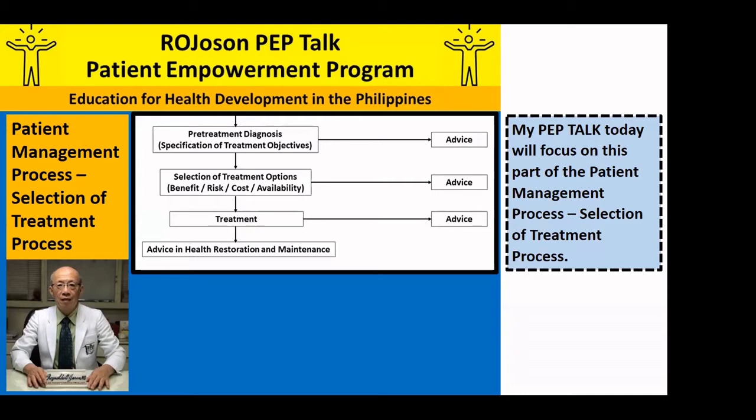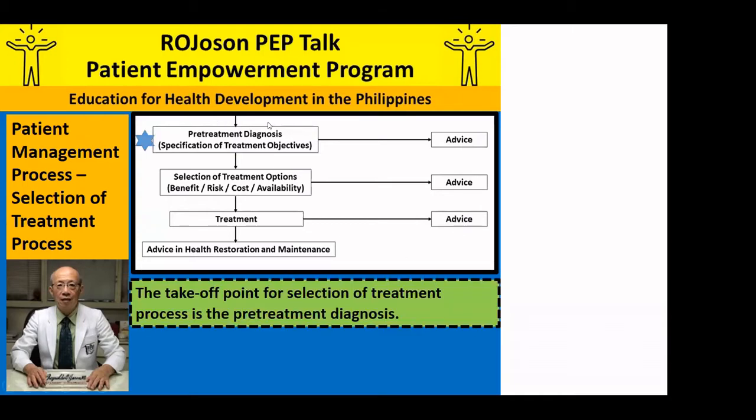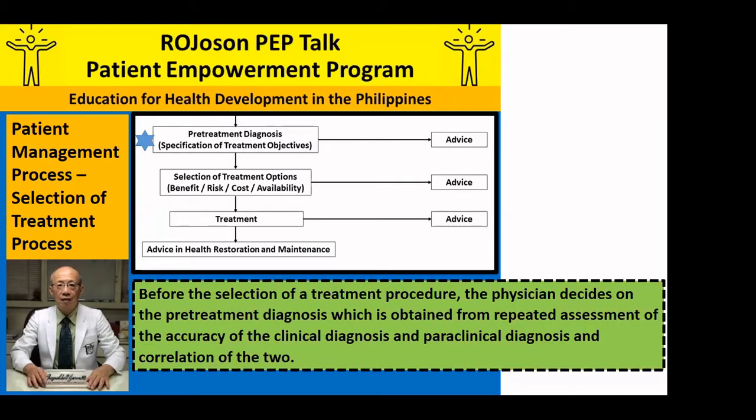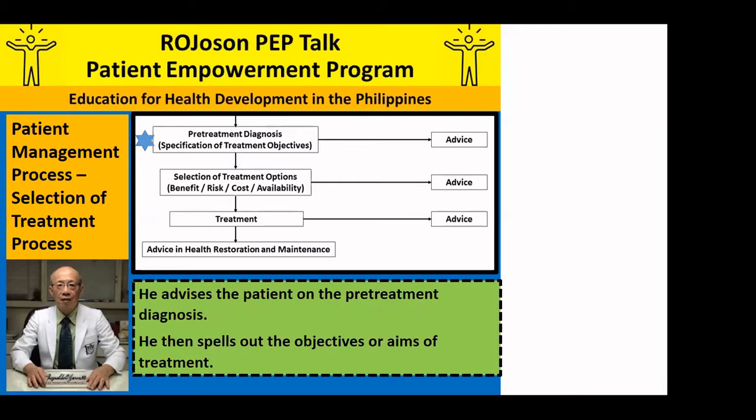The takeoff point for selection of treatment process is the pre-treatment diagnosis. Before the selection of the treatment procedure, the physician decides on the pre-treatment diagnosis, which is obtained from repeated vigilant assessment of the accuracy of the clinical diagnosis and also the paraclinical diagnostic procedures or the paraclinical diagnosis derived from the laboratory exams and correlating the two. He advises the patient on the pre-treatment diagnosis, and then he spells out the objectives or aims of the treatment, whether in terms of cure or just palliation or other objectives.